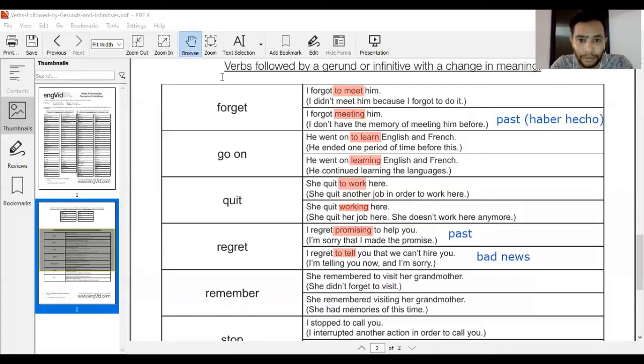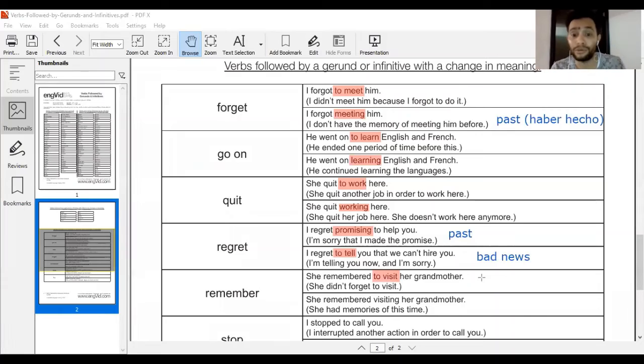Remember. In the case of remember, is also similar to forget. Let's see. She remembered to visit her grandmother. She didn't forget to visit. That's the intention, right? Ella recordó visitar a su abuela. Es decir, de pronto estaba haciendo alguna actividad y ella de repente recuerda que tiene que ir a visitar a su abuela y va y la visita, right? She remembered to visit her grandmother.